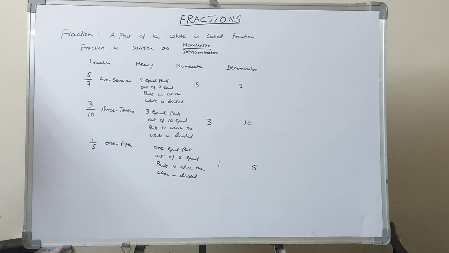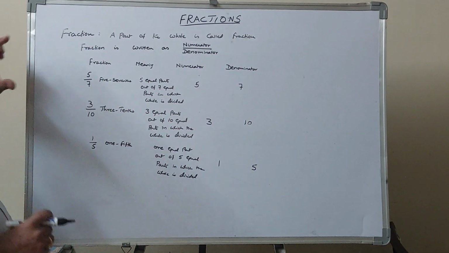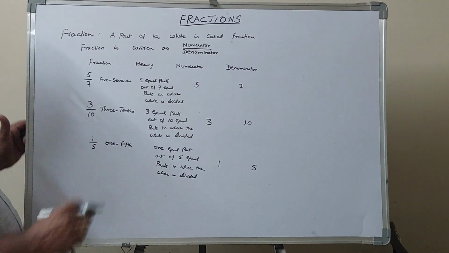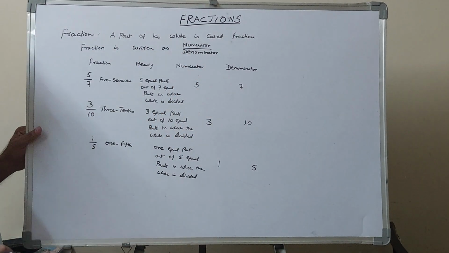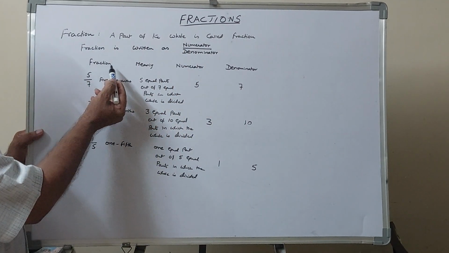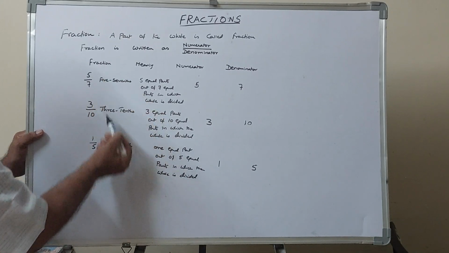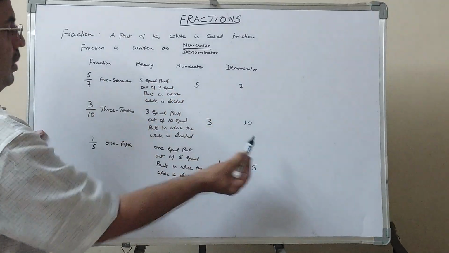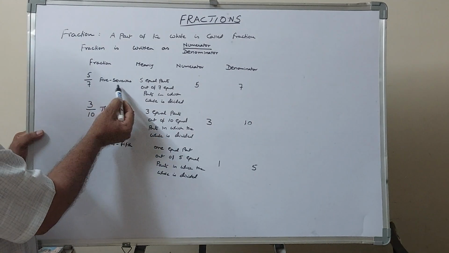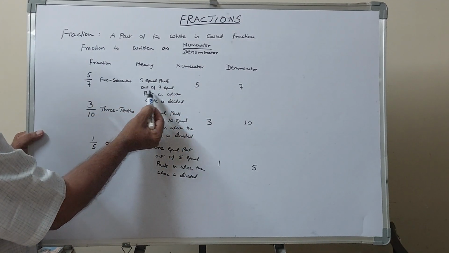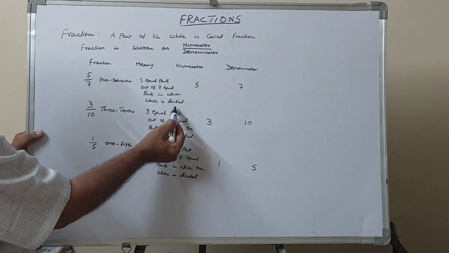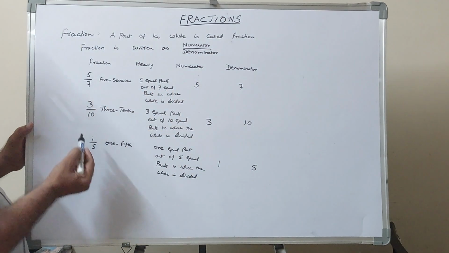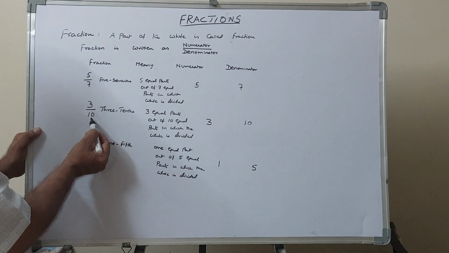Did you understand the fraction representation? A part of the whole is called a fraction. A fraction is written as numerator by denominator. I have taken 3 examples here: fractions, their meanings, and what the numerator and denominator are. 5 by 7 means 5 equal parts out of 7 equal parts in which the whole is divided. Numerator is 5, denominator is 7. Similarly, 3 tenths is represented as 3 by 10.